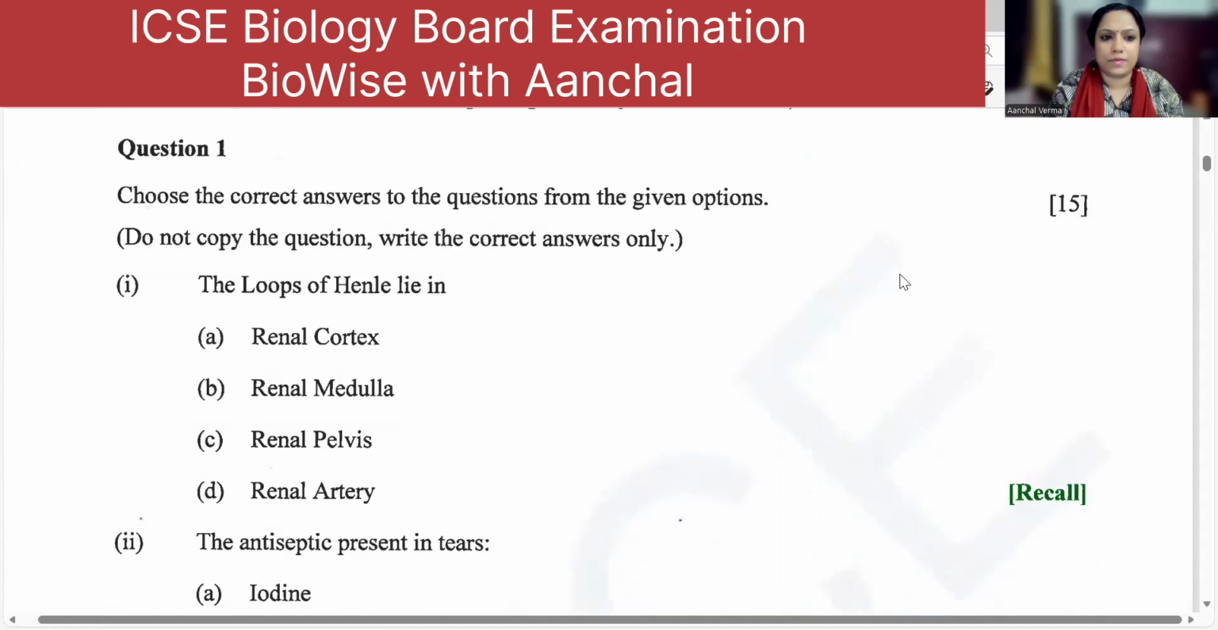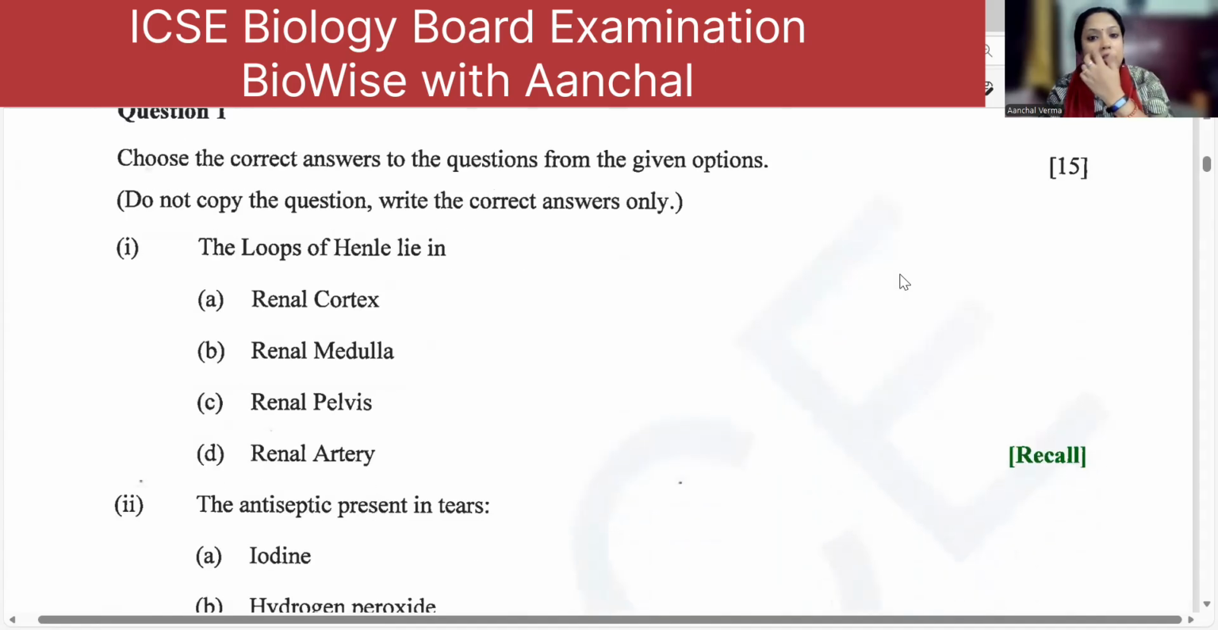Now, first one. Choose the correct answer to the question from the given options. Do not copy the question. Write the correct answers only. Now, children, please write the correct answer when you have to write in your board examination.